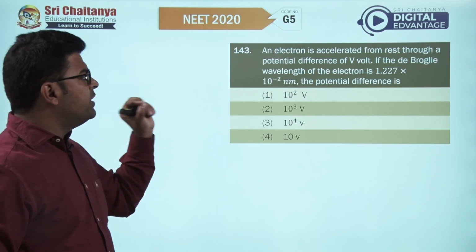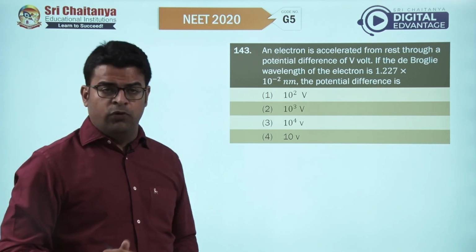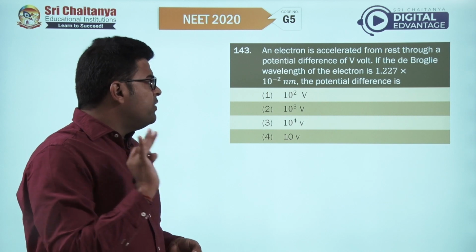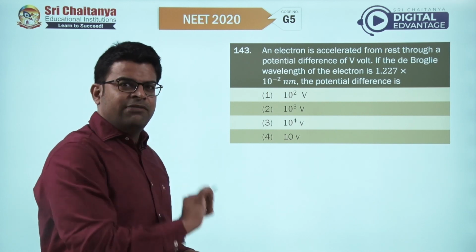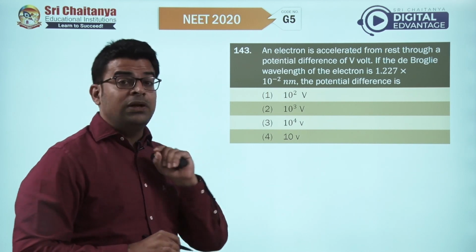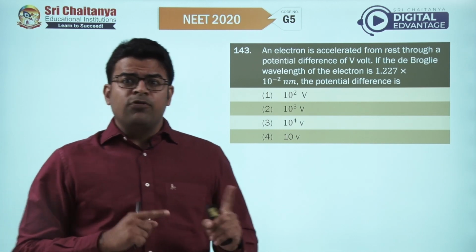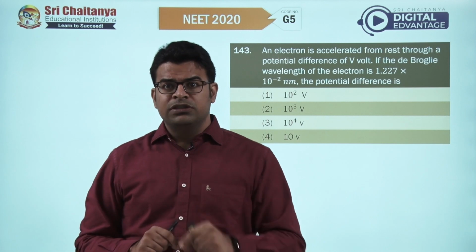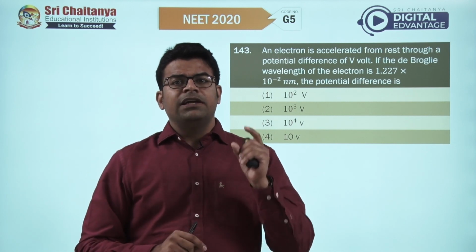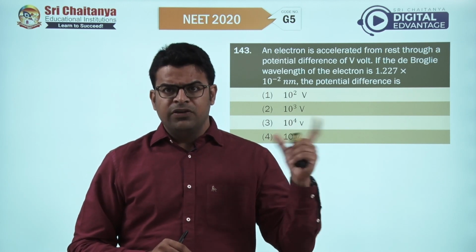Next question, 143. An electron is accelerated from rest through a potential difference of V volt. If the de Broglie wavelength of the electron is 1.227 into 10 raised to the power of minus 2 nanometer, the potential difference is. Now, this same type of question came even in NEET 2019, where you need to find the de Broglie wavelength of an accelerated electron.